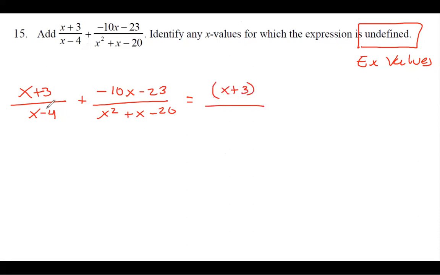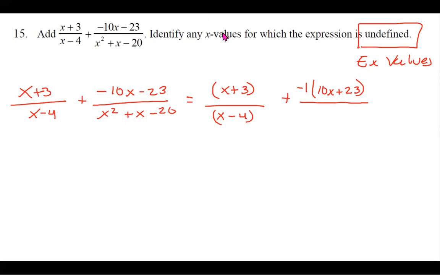Can I factor any further x minus 4? No. So I'm going to leave it as is. Can I factor any further negative 10x minus 23? Yes. What can I factor out? We can take out the negative. So we're left with negative times 10x plus 23. And my denominator here, x squared plus x minus 20.